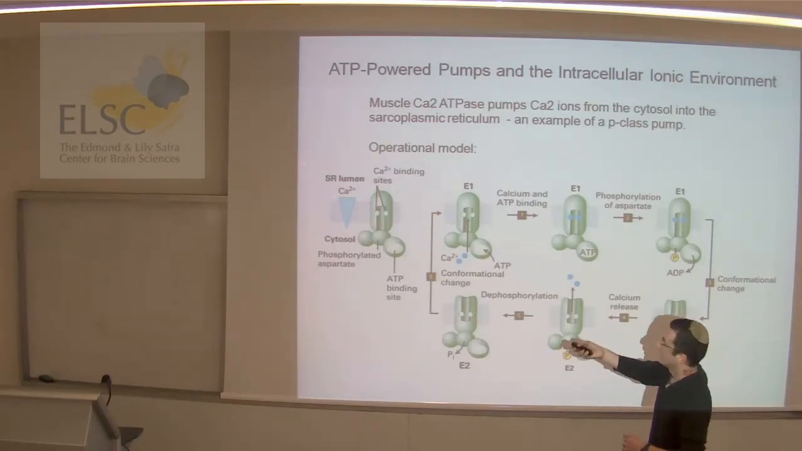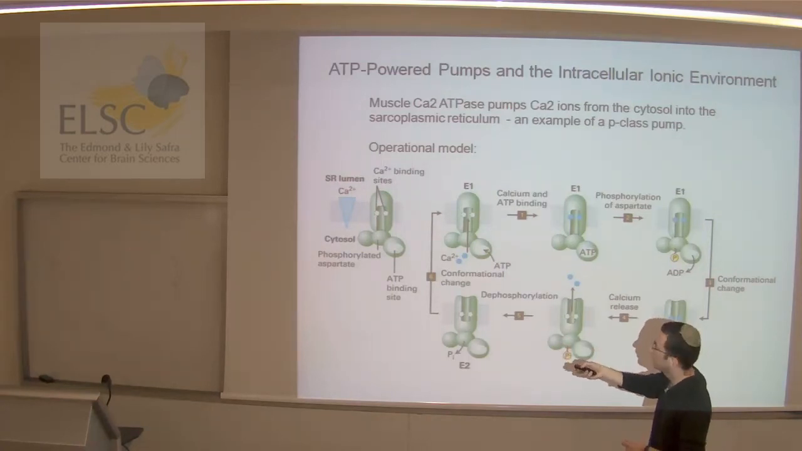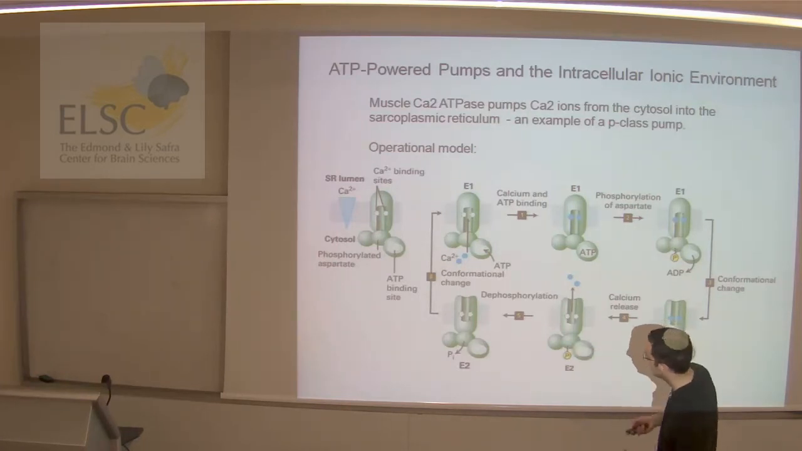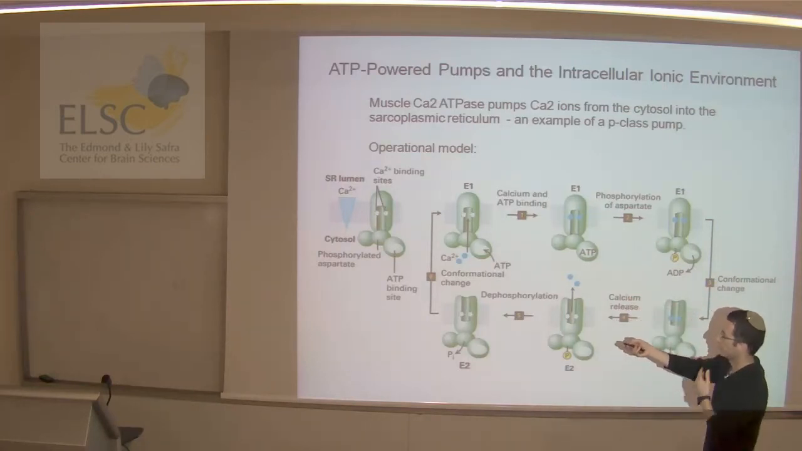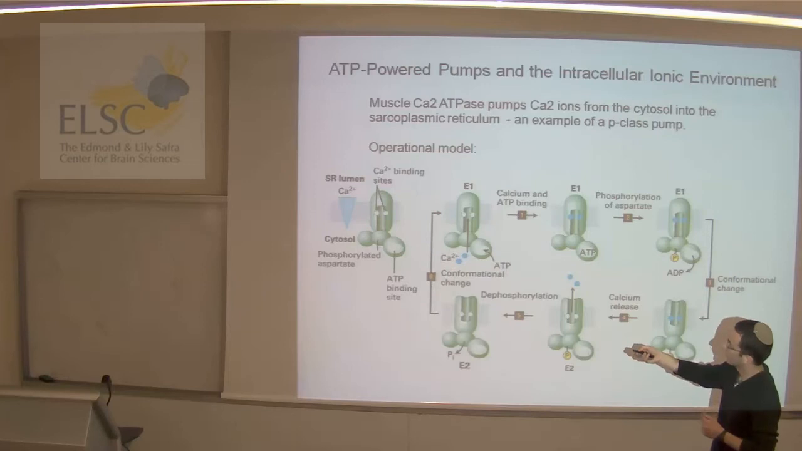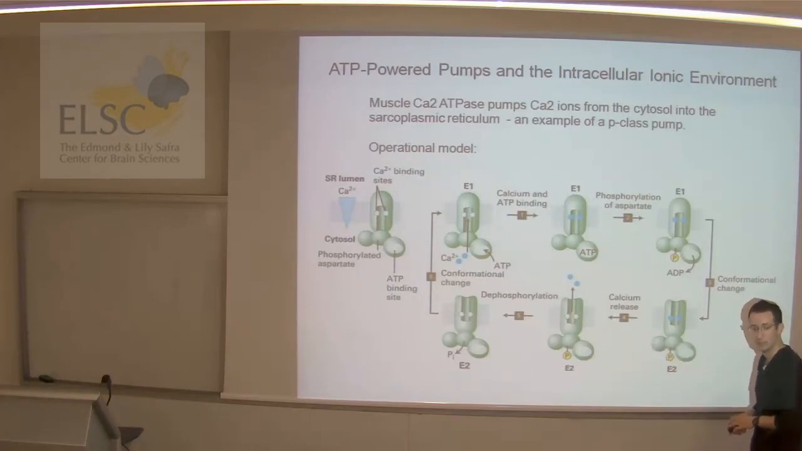Inside the SR lumen, you remember, it's the aqueous interior of the SR, you'll find high concentrations of calcium, but this pump transports additional calcium against its concentration gradient using hydrolysis of ATP. So everything starts with the binding of calcium from the cytosolic side to two binding sites in the protein, together with the binding of ATP to its binding site.